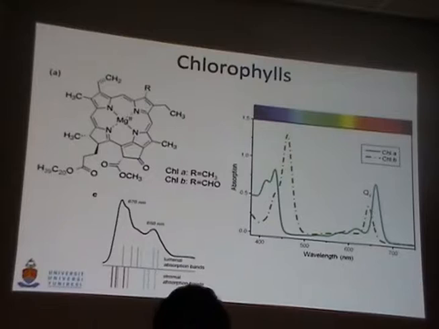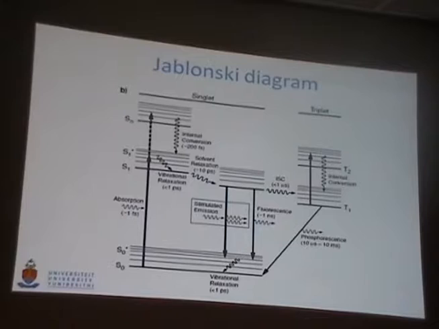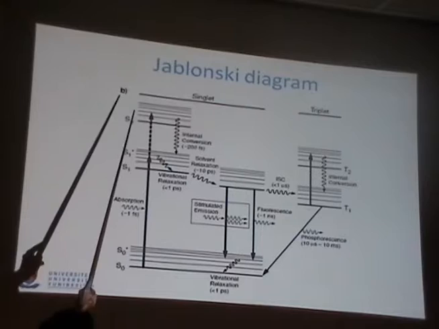Okay, Jablonski diagram, is this familiar to one of you? Okay, all the people in photonics, yes. Okay, well, let's see a diagram just showing you the main processes, electronic and vibrational energy bands. Okay, S0 is the ground state, S1 is the first excited state, and then the higher excited states.